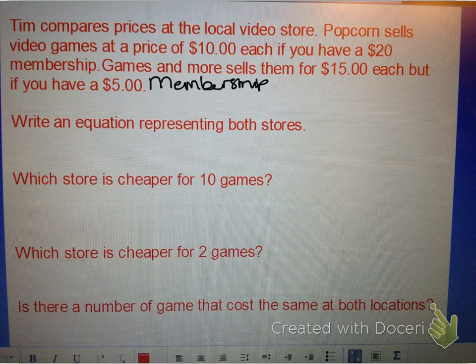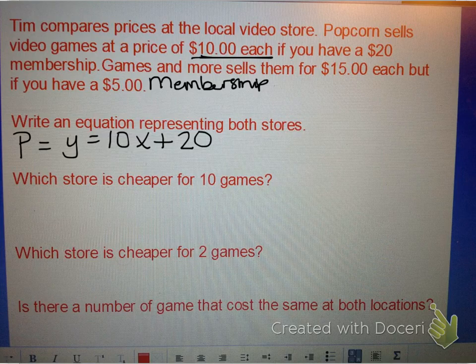Okay, so it says write an equation representing both stores. So let's say P, or popcorn video. Let's make that one first. So it sells video games at the price of $10 each. So $10 per video. So that's the number that's changing. So y equals 10x if you have paid a $20 membership. So you're going to be charged $10 a video, and you're going to be charged a monthly one-time $20 fee.